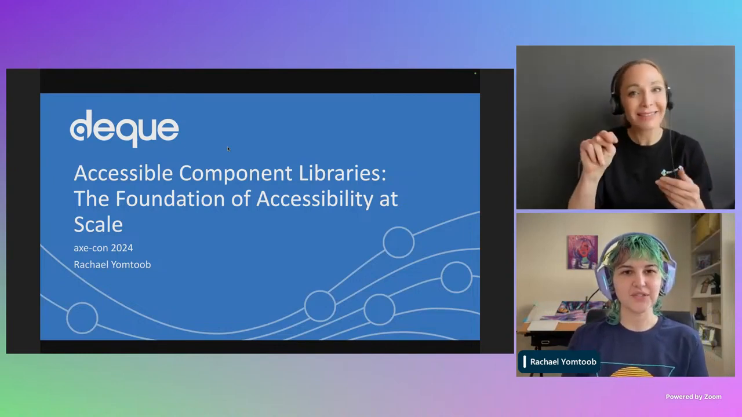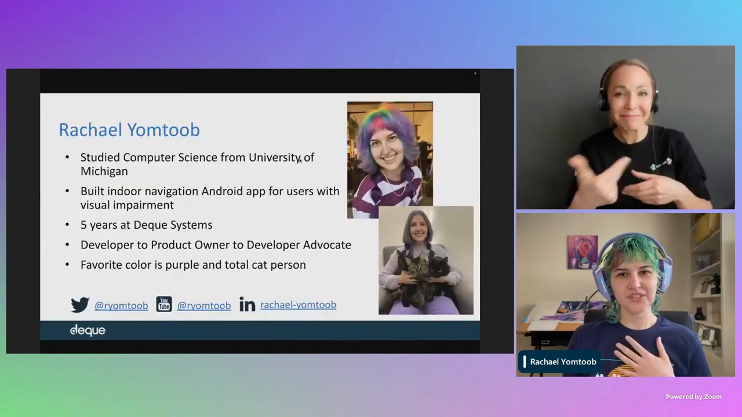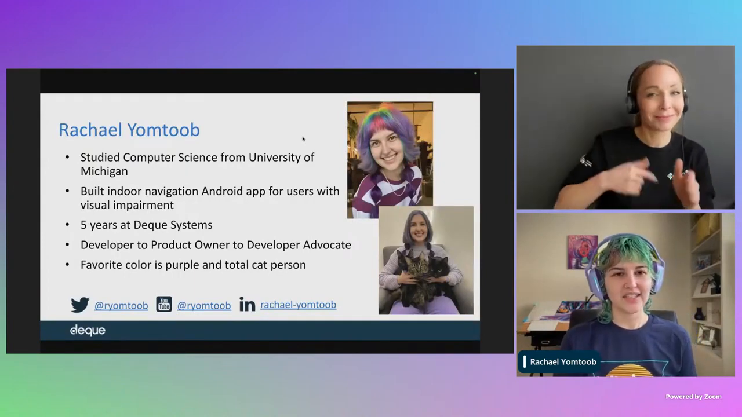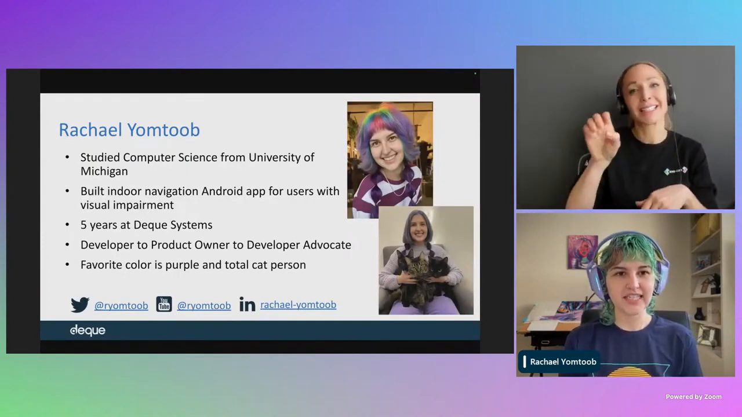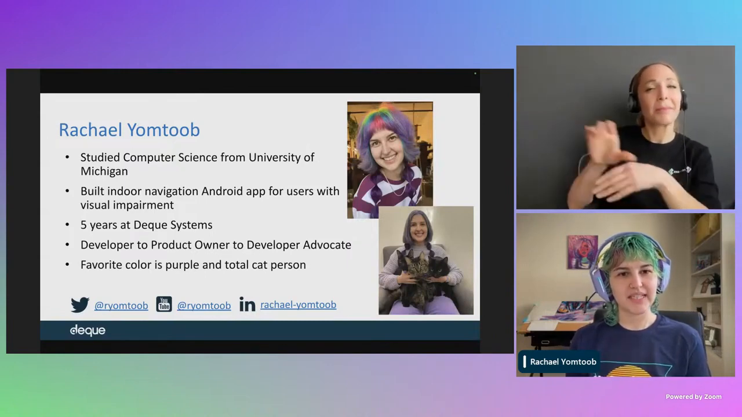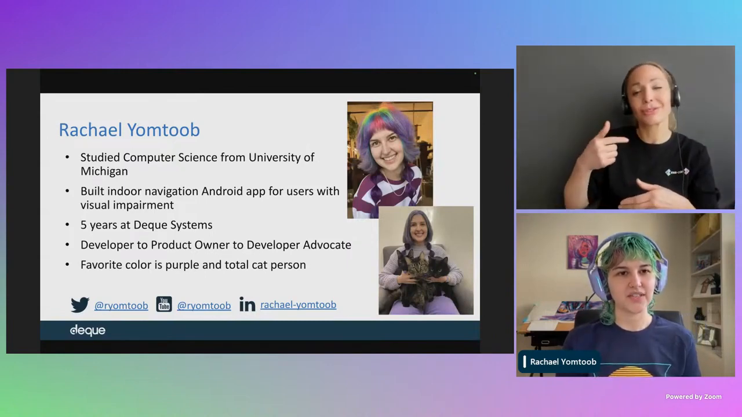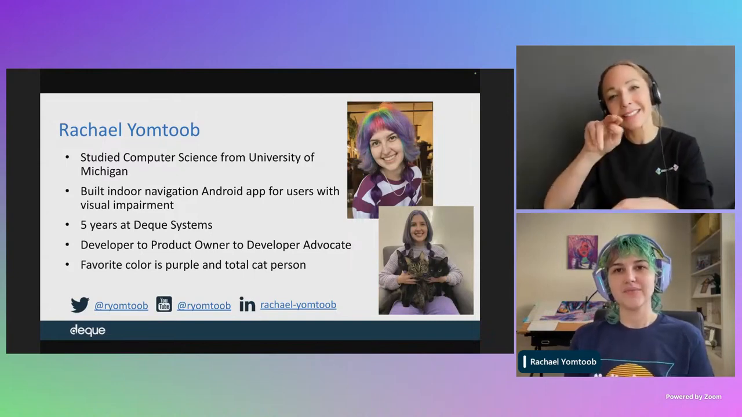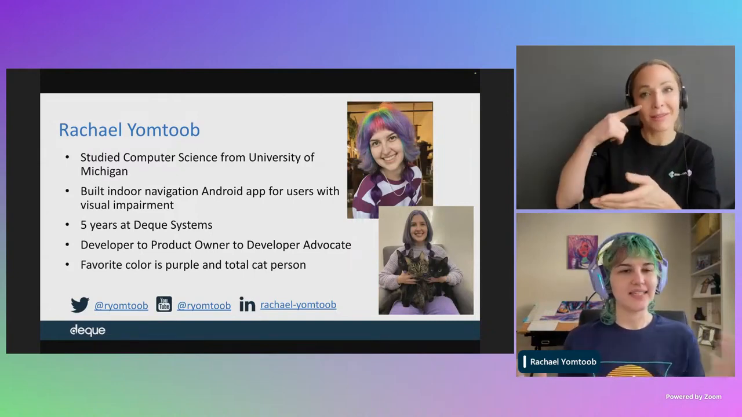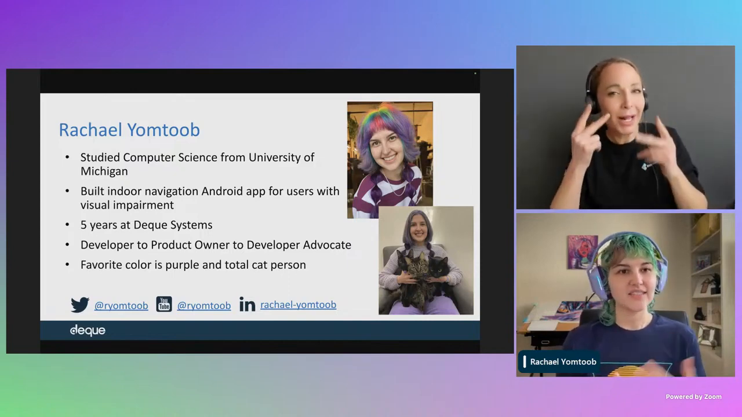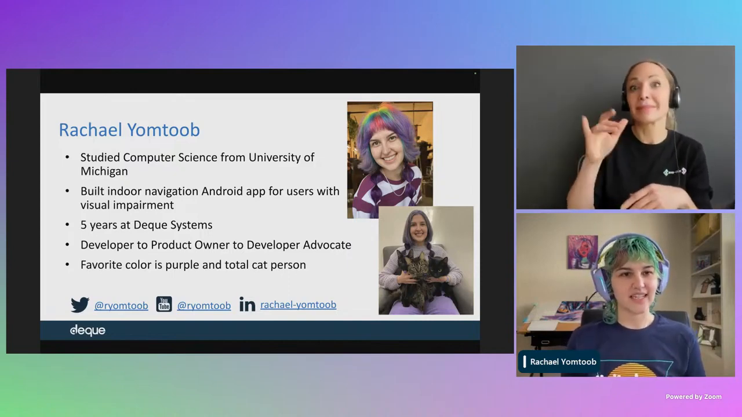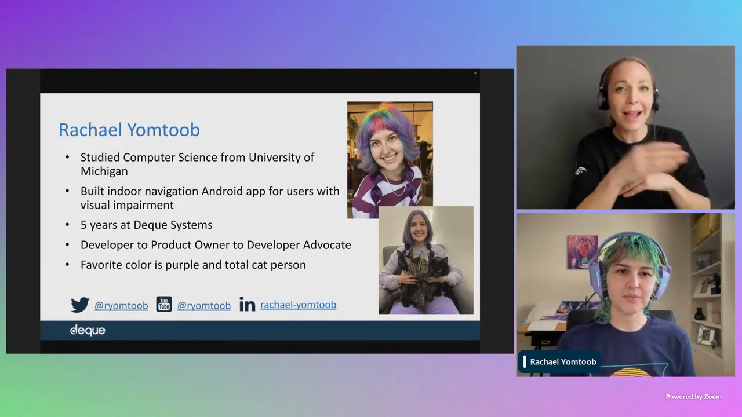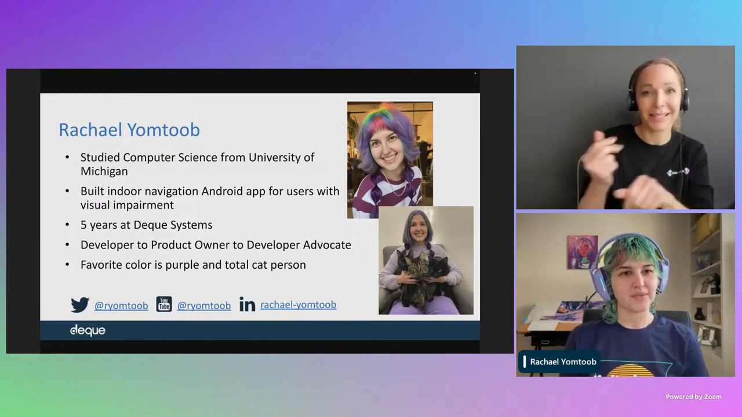First of all, let me introduce myself. I'm Rachel Yamtube. I am a developer advocate here at Deque. I studied computer science at the University of Michigan, where I had the opportunity to be on a project team where we built an indoor navigation app for Android for users with visual impairment. This is what opened my mind and world to the concepts of digital accessibility and creating technologies that everyone can use. And through that project team, I was able to make connections with people at Deque and was able to join the team here.